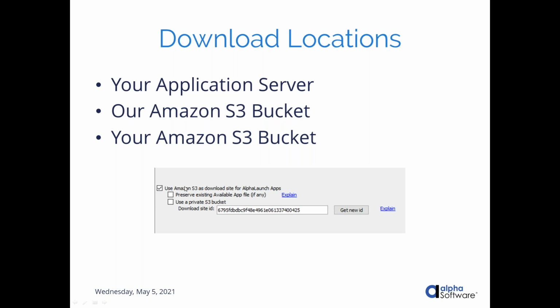You check this box here, it says use Amazon S3 as the download site. And if you leave this blank, then just take the random ID that we put in here for you. That's it. Your files will be packaged and uploaded there and be downloaded from that server into Alpha Launch. If you don't check that box, it will be assumed that your files will be published to your application server. And those go in a different location than where you've published the app files themselves to handle callbacks and such.